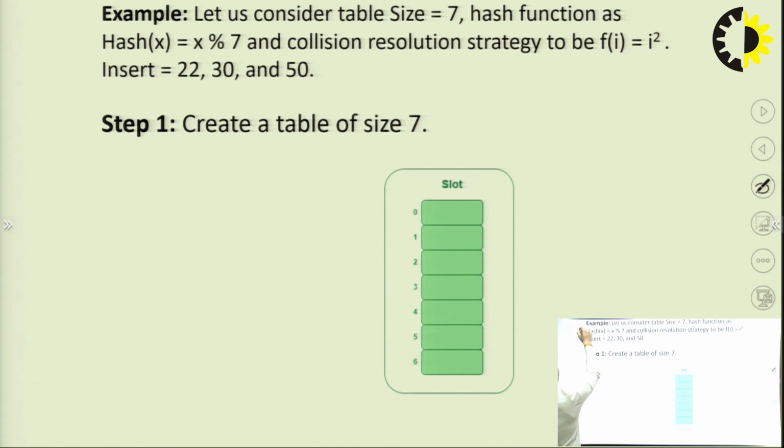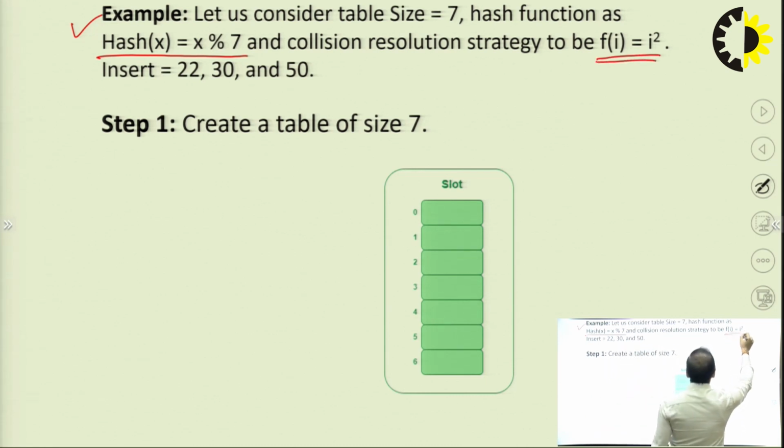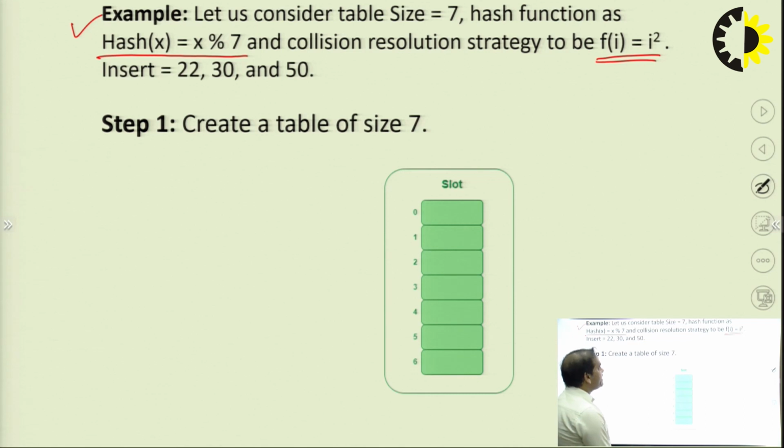This is an example on mid-square. Let us consider table size 7, hash function h(x) equal to x mod 7, and collision resolution strategy f(i) equal to i square. This is the technique which is used to resolve the collision. Insert 22, 30 and 50 in the given table. First we have to create a table of size 7.